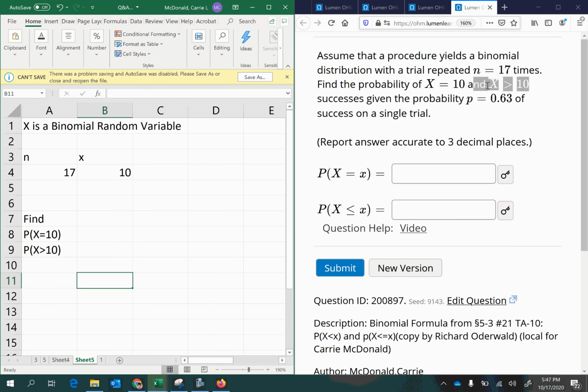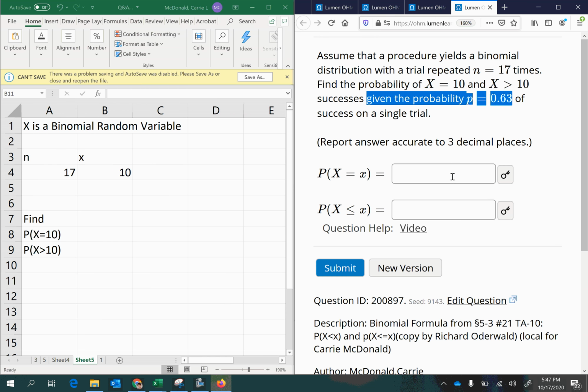Okay, keep reading. Given the probability that p is 0.63. Okay, that's useful. We need to know that. The p is 0.63. Now remember, p, little p, stands for the probability of success in each trial.